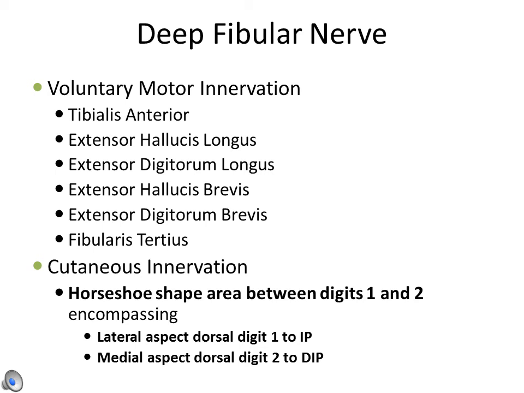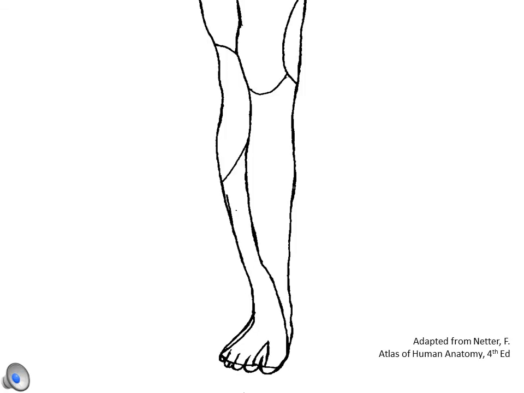The cutaneous innervation of the deep fibular nerve is in a horseshoe-shaped area between digits 1 and 2. It encompasses the lateral aspect of the dorsal digit 1 to the interphalangeal joint and the medial aspect of the dorsal portion of digit 2 to the distal interphalangeal joint. Pause the lecture to draw in the cutaneous innervation of the deep fibular nerve. How does your drawing compare?